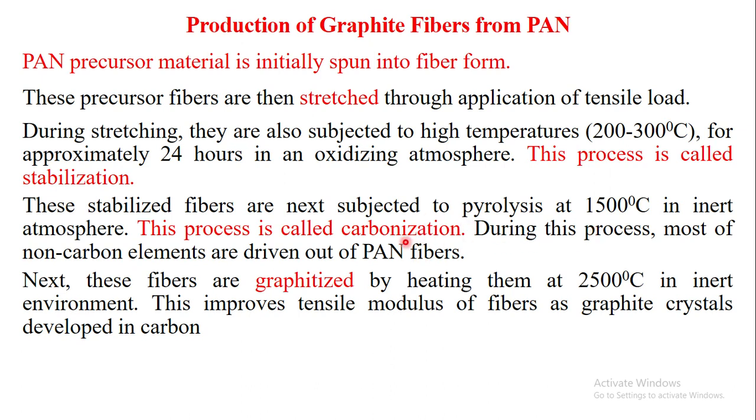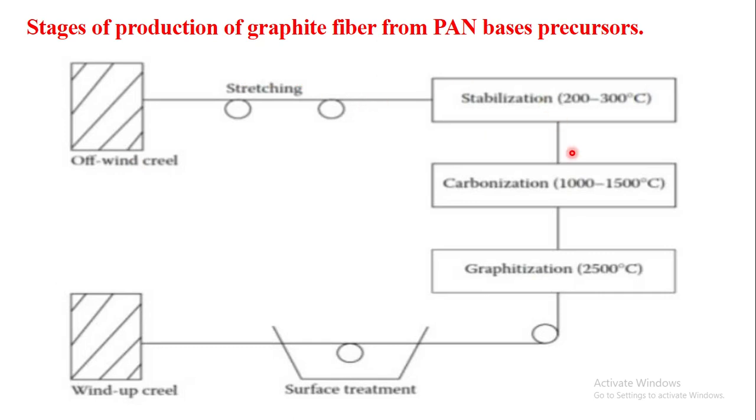Next, these fibers are graphitized by heating them at a higher temperature. We increase the temperature further, in an inert environment. This improves the tensile modulus of the fiber as graphite crystals develop in the carbon. This is the full process of how we manufacture graphite fiber from PAN fiber.